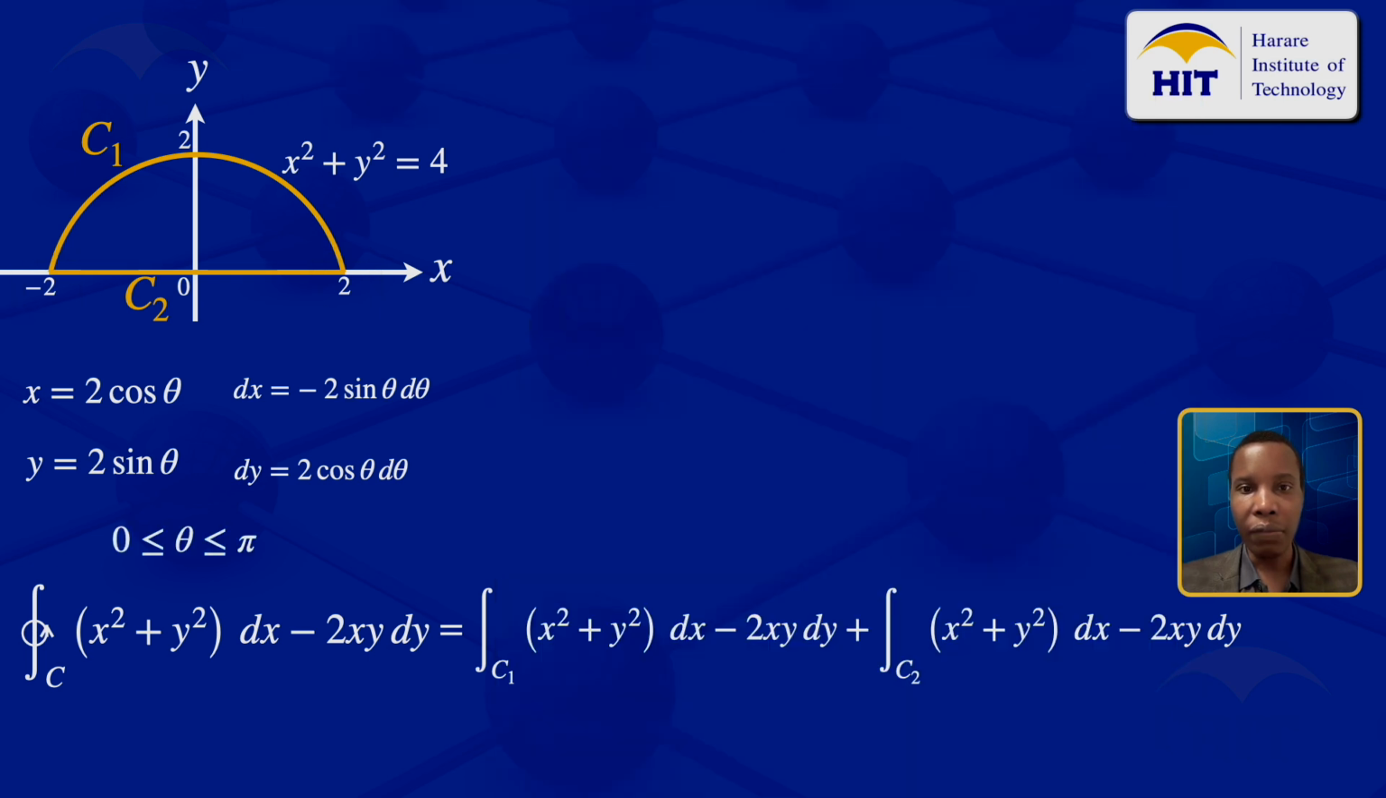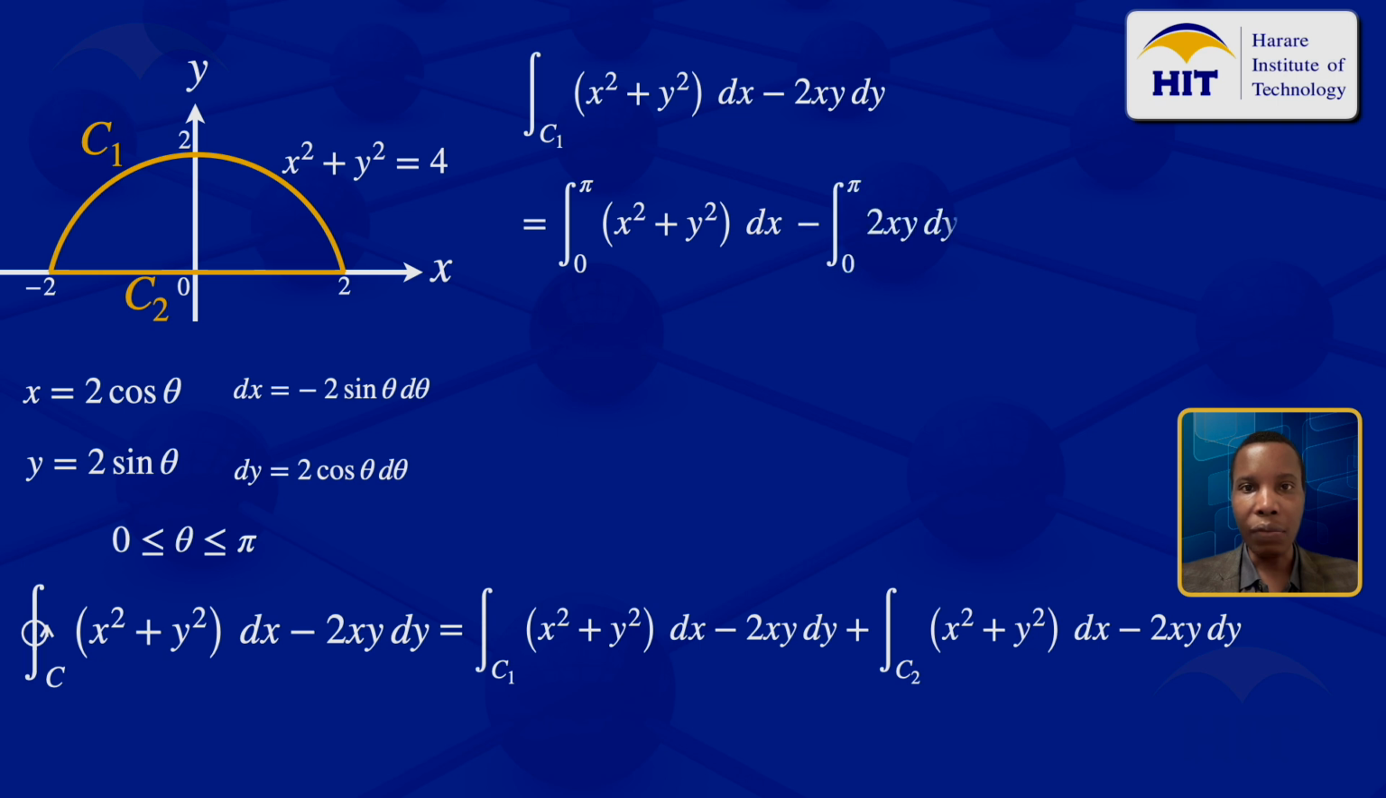So with theta varying from 0 to pi, the integral along the curve C1 of x squared plus y squared dx minus 2xy dy gives us the integral from 0 to pi of x squared plus y squared dx minus the integral from 0 to pi of 2xy dy. But here we have that x squared plus y squared equals 4. So this value of 4, we substitute on this equation, and it becomes a 4.